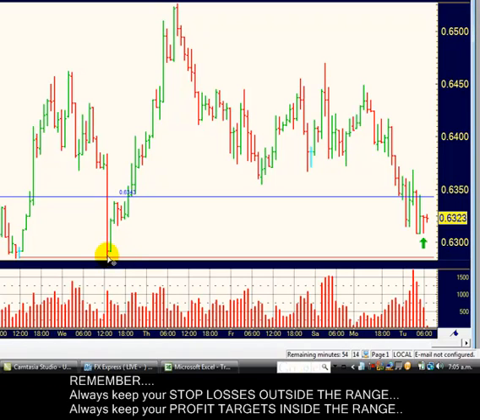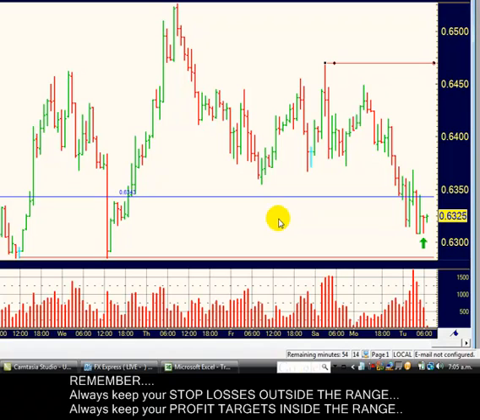I want it to be outside the range. The bottom of the range is that level, right? And the top of the range, well, it could be anywhere in here. If I mark this out, I want my profit within that range, right? This level here is a good area. It's most likely going to get hit.